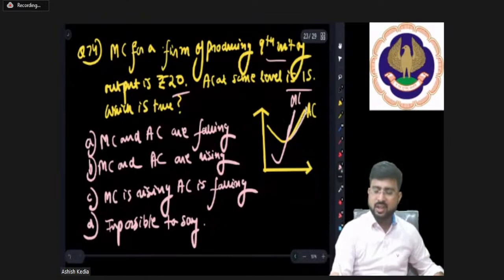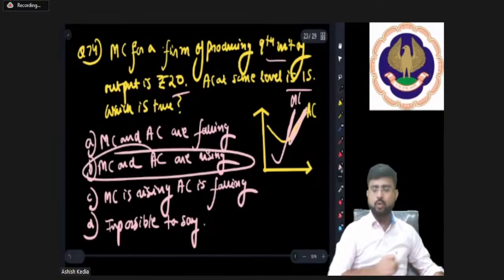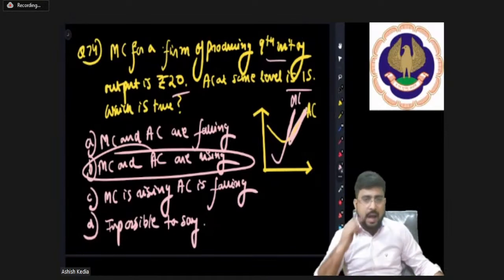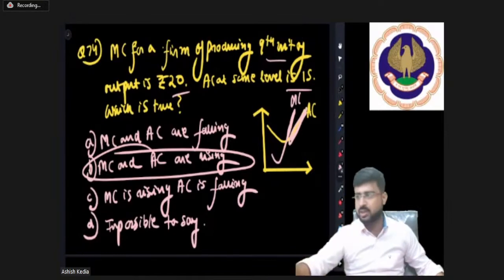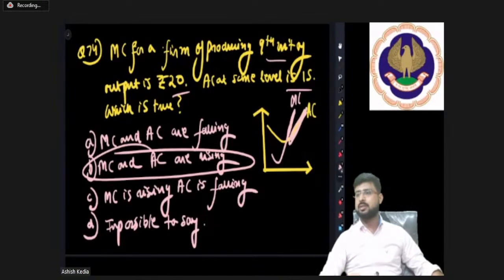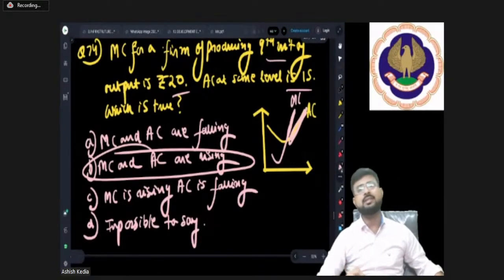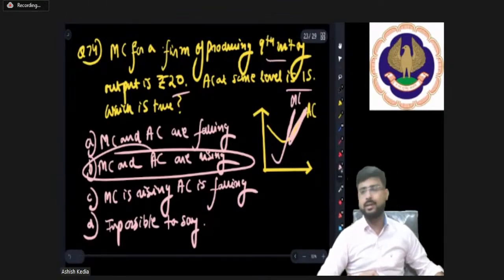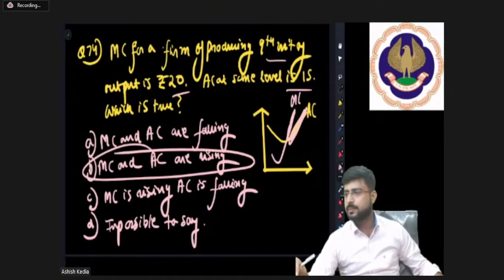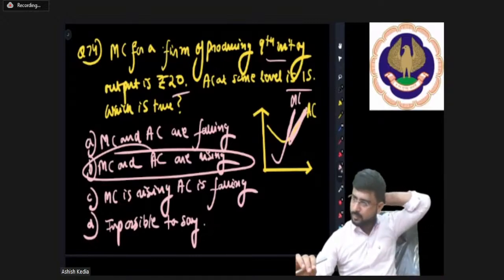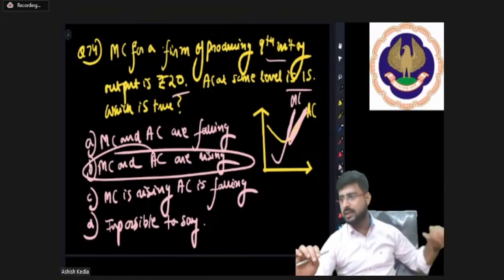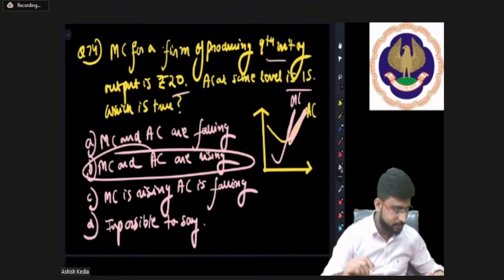And when MC is greater than AC, both are rising or not? This is how you solve these questions. Without graphs, you cannot solve economics questions, most of them at least. So both are rising. People who have drawn this graph can see that both are rising. Correct. Very good question.